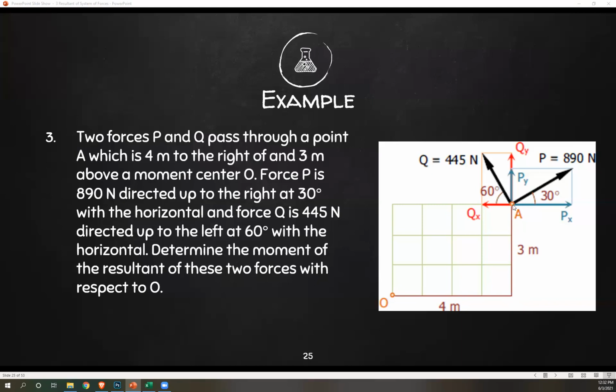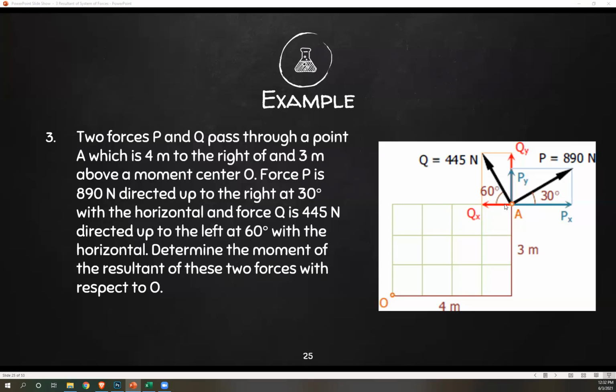And then force P is directed up to the right. So up to the right, that's this arrow right here. And it's 890 newtons with an angle of 30 degrees with the horizontal. Okay. And then Q is up to the left. So that's the direction of Q. It's 445 newtons and it's 60 degrees with the horizontal. Okay. So that's how you draw your system of forces based on description alone.